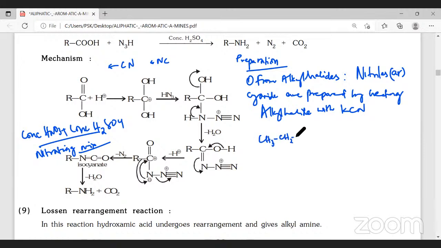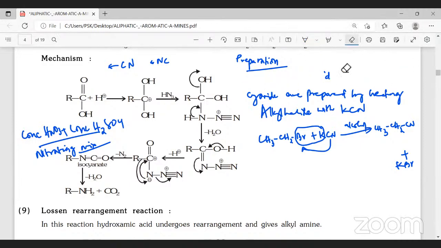ethyl bromide, CH3CH2Br. When this ethyl bromide is heated with potassium cyanide in the presence of alcohol, alcoholic potassium cyanide, what happens? K and Br get eliminated as KBr. In place of this Br, cyanide goes. So we get CH3CH2CN. This is called a cyanide because the bonding is between carbon and carbon. So the first method of preparing a cyanide or a nitrile is reacting an alkyl halide with alcoholic potassium cyanide. When alkyl halide reacts with alcoholic potassium cyanide, a substitution reaction takes place. Bromine is substituted by cyanide.